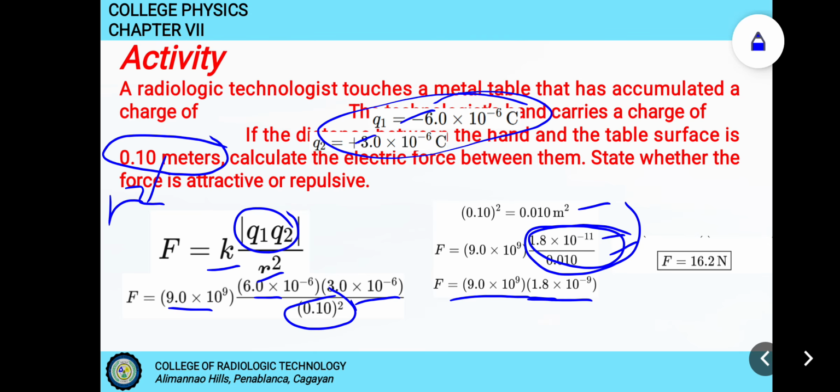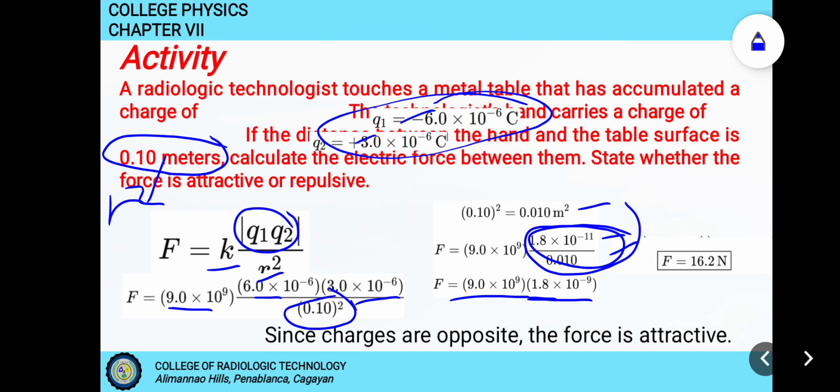So, we can state now whether the force is attractive or repulsive. Since the charges are opposite, take note, if the charges are opposite, the force is attractive. But if the charges, class, are like, or if they have the same charge, then it will be repulsive. Magre-repel po yan. That is according to the law of charges.